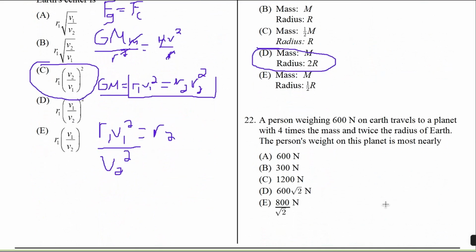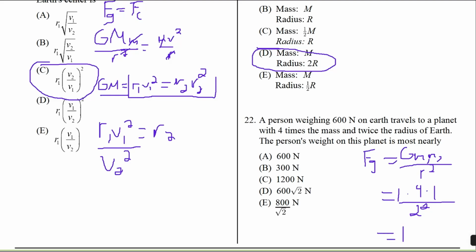All right, 22. A person weighs 600 and goes to a planet that's 4 times the mass and twice the radius. They want to know what the weight is. If we use the gravitational force equation, G m1 m2 over r squared, the planet is 4 times that. The person's mass does not change, and the radius is twice that here. Doing all this, we end up getting that the answer is 1, meaning that there's no change in the gravitational force. So if it was 600 before, it's 600 now.